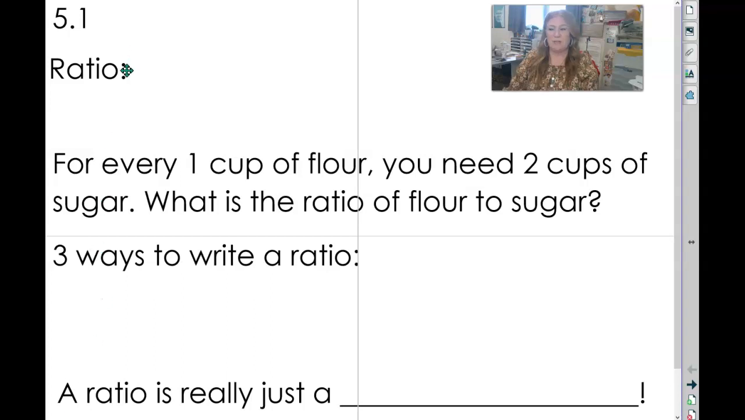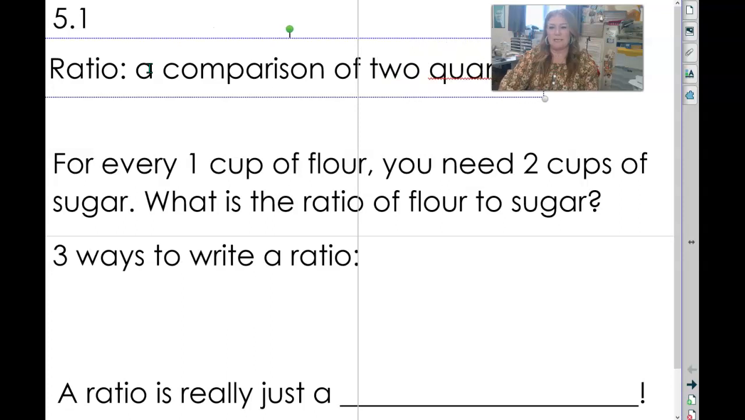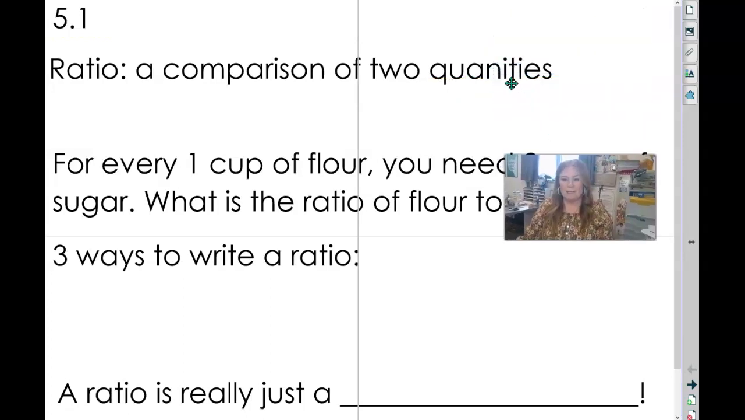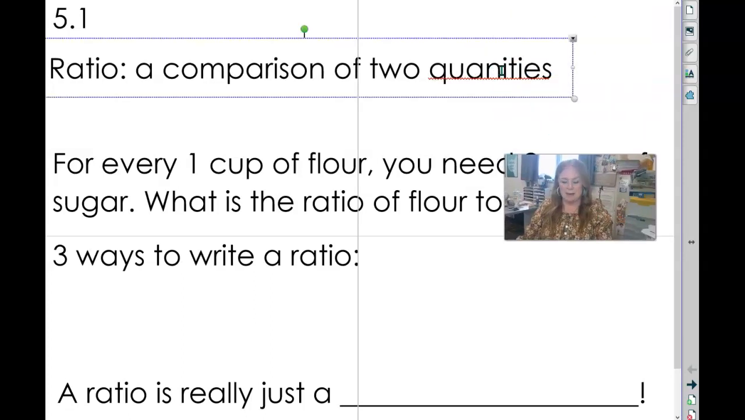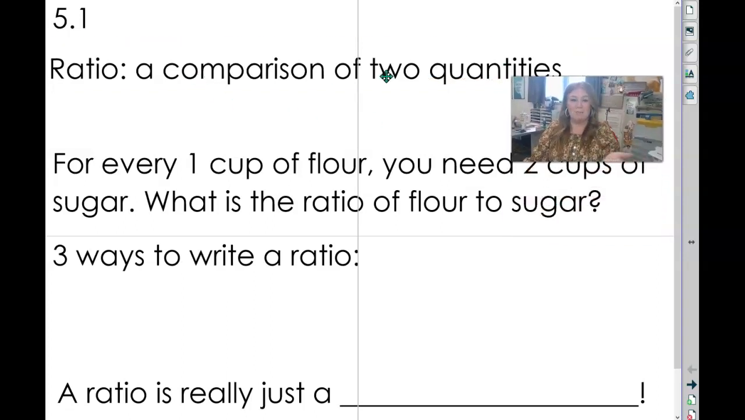For our 5.1 video notes, we are going to be discussing what a ratio is. A ratio is a comparison of two quantities. The word quantities means a number. So we are comparing two numbers here, a comparison of two quantities.